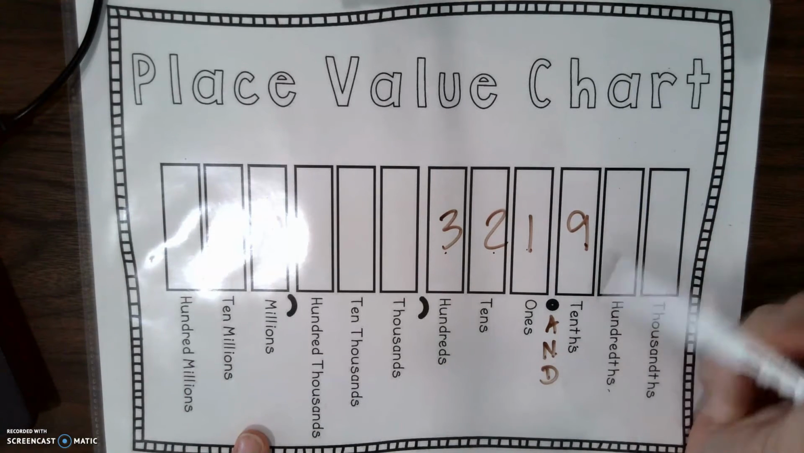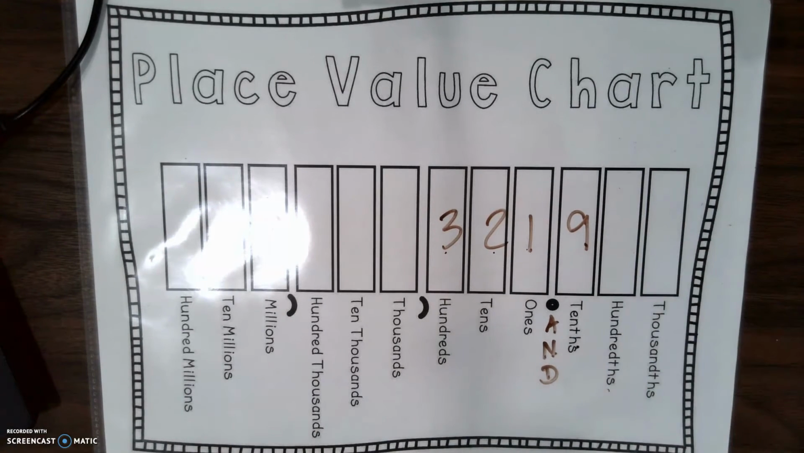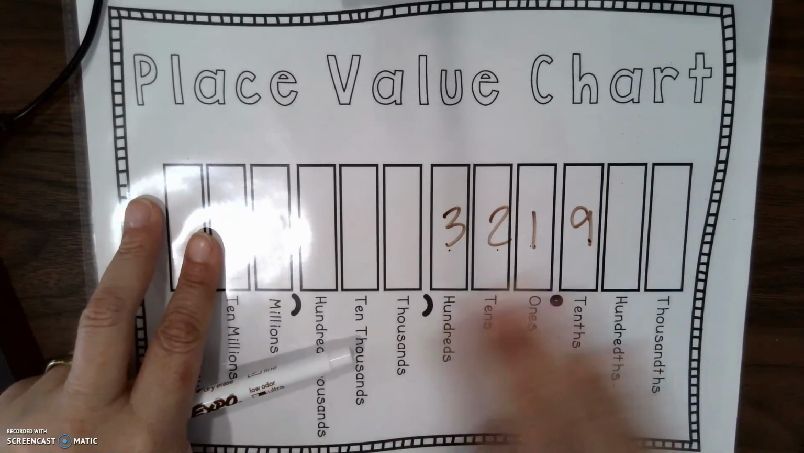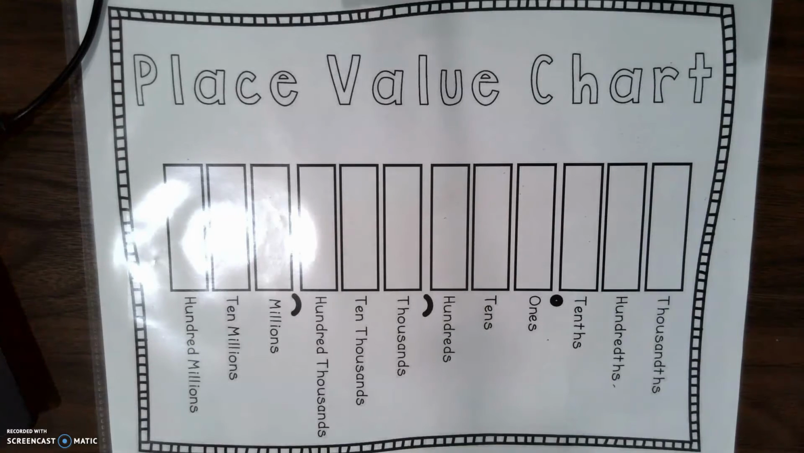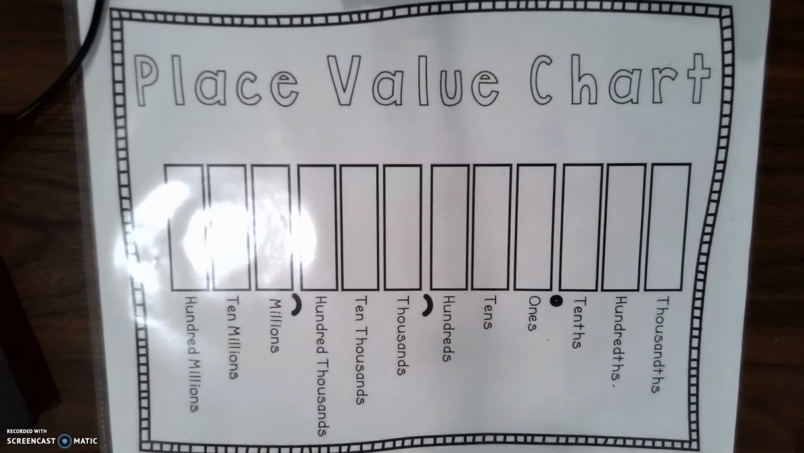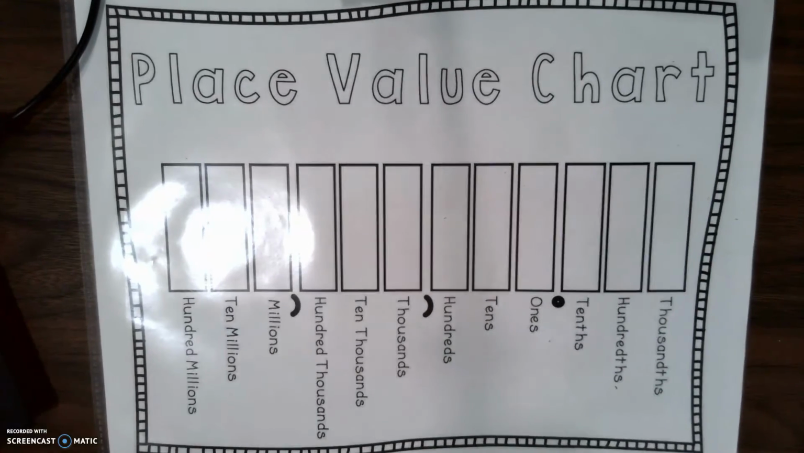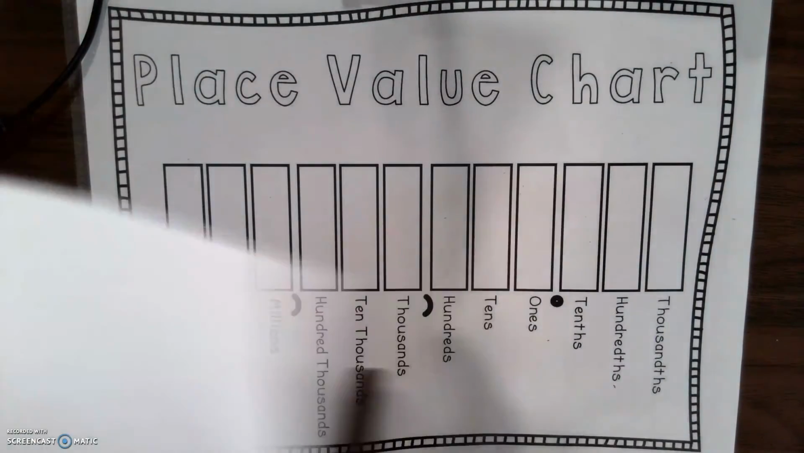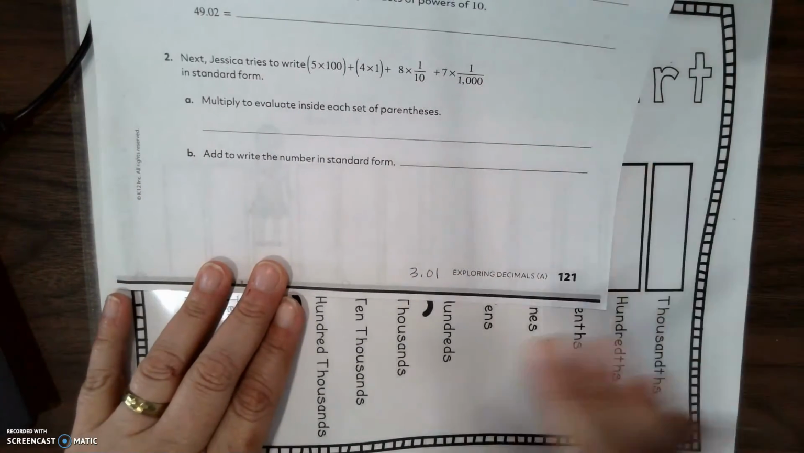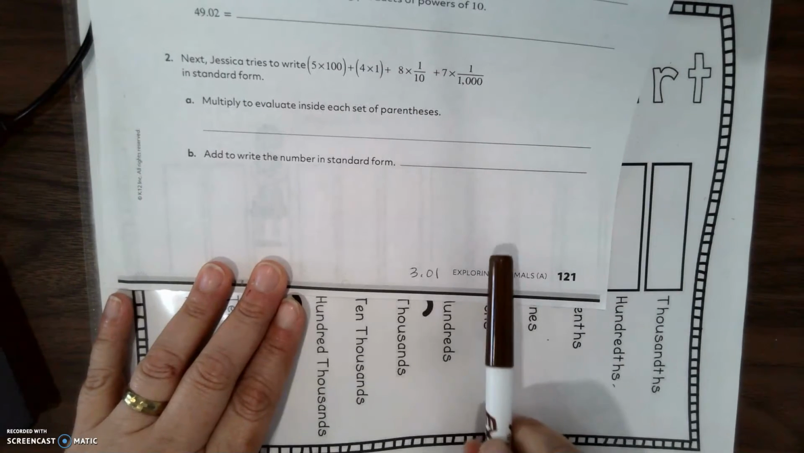321 and 9 tenths. All right? So that's how we read our place value chart. And that's how important it is to have it with us this whole time. Because when we start comparing decimals, which we will in this unit, it's very important that we do that.